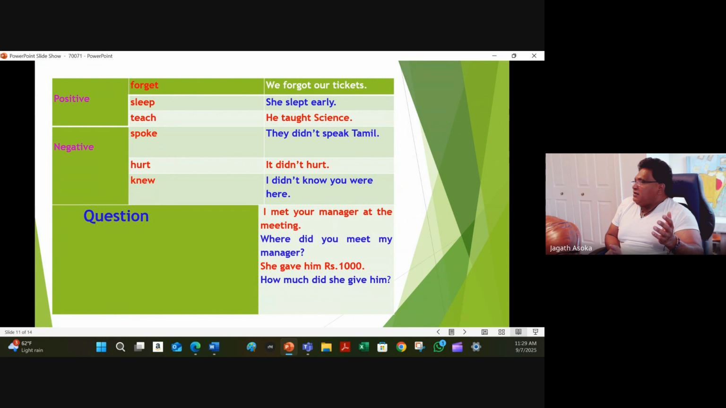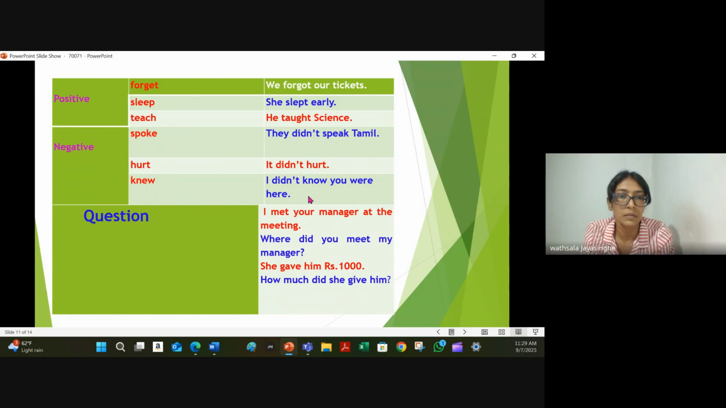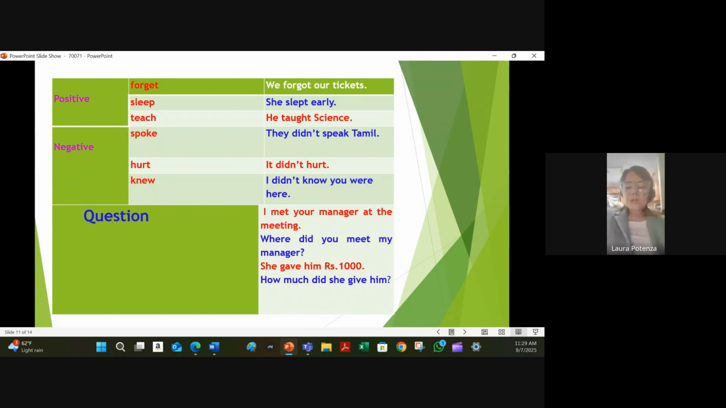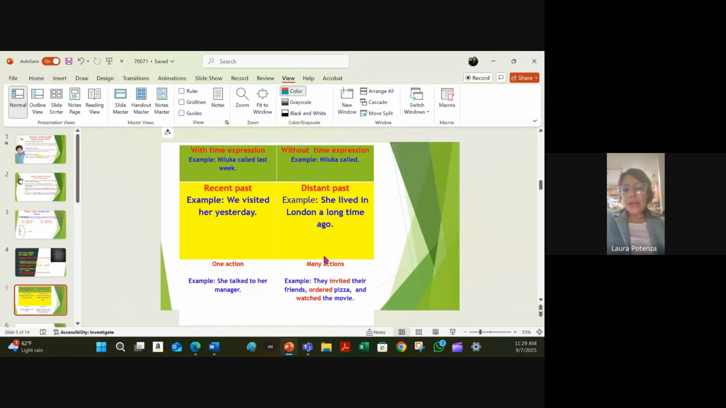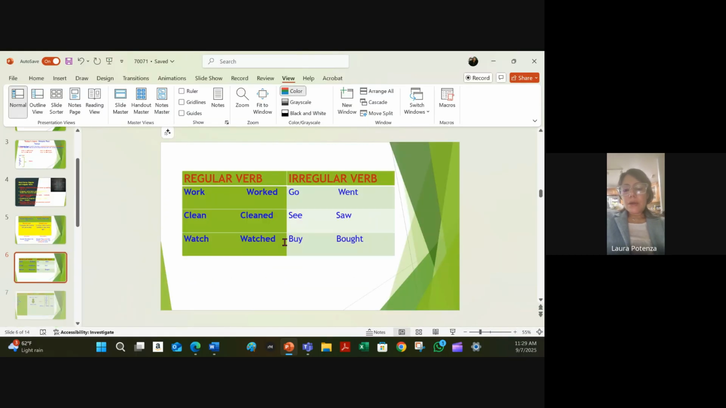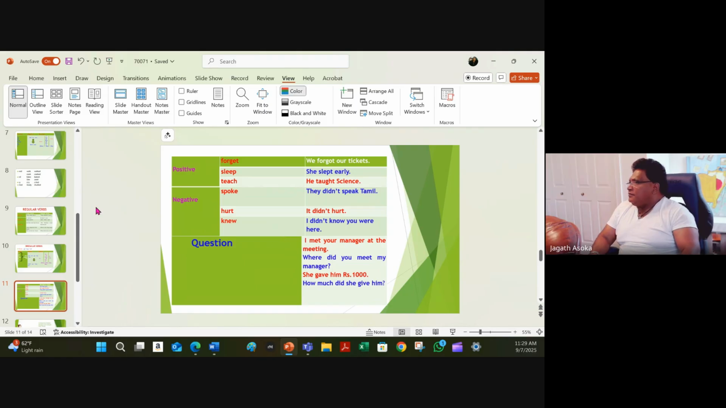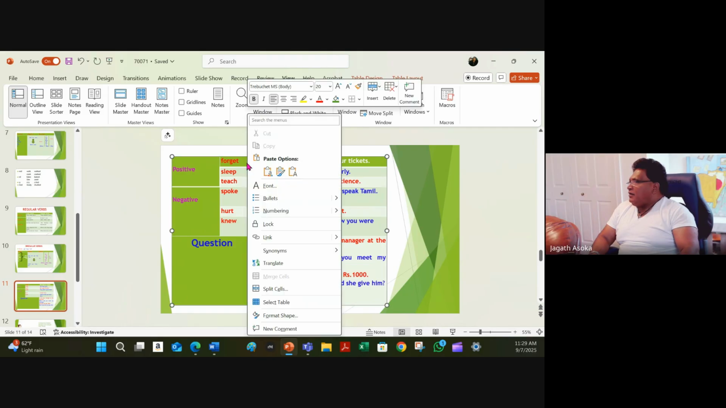I did not hurt. I did not know. Okay, any questions, Laura? Just looking at this, for instance, with sleep as an example, when you're in question form, you're using the base form. I'm just trying to see with the slide what we're getting from it. That's what I'm trying to understand.